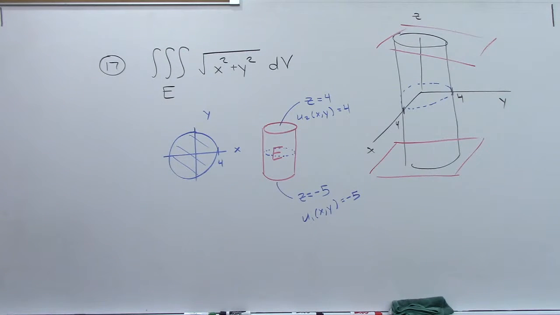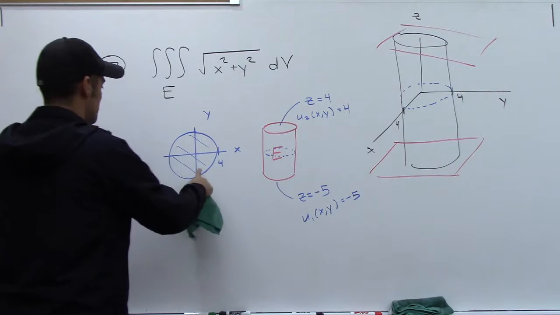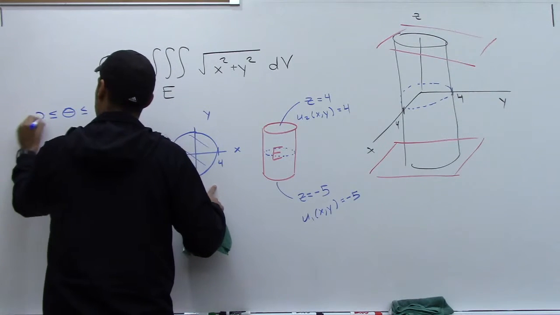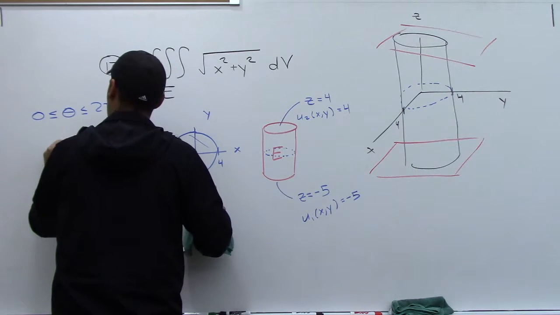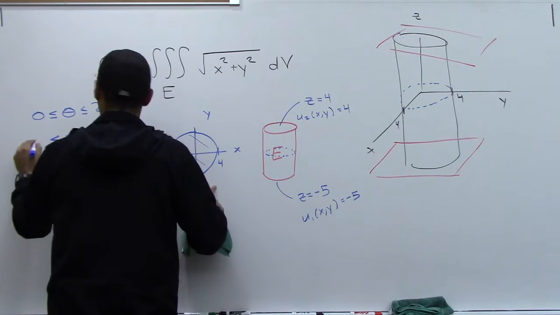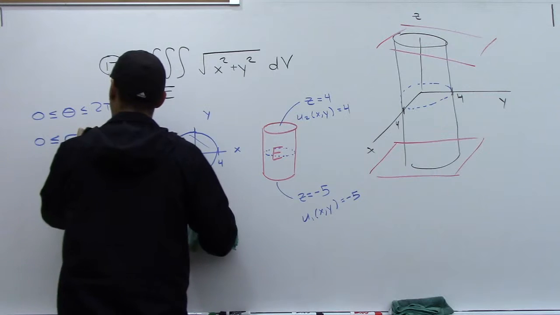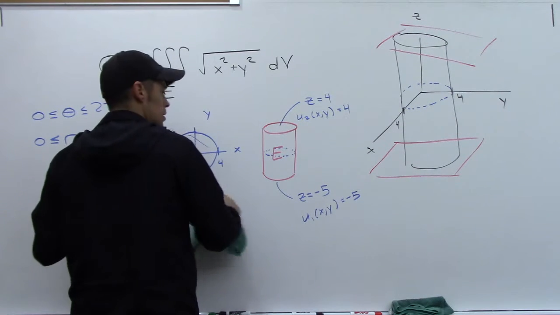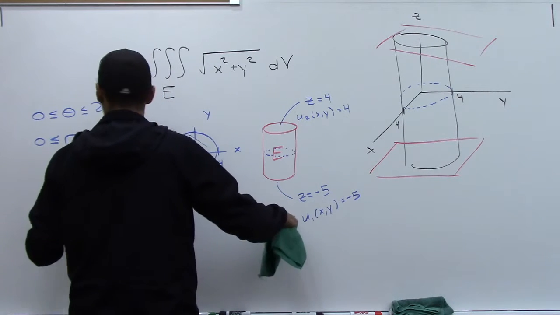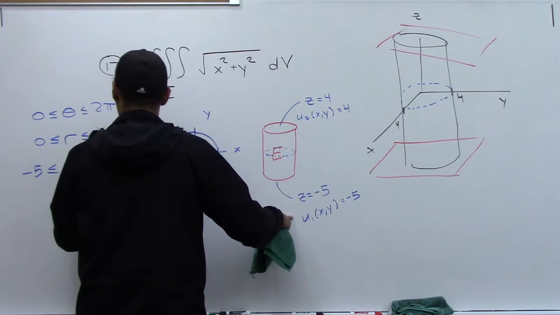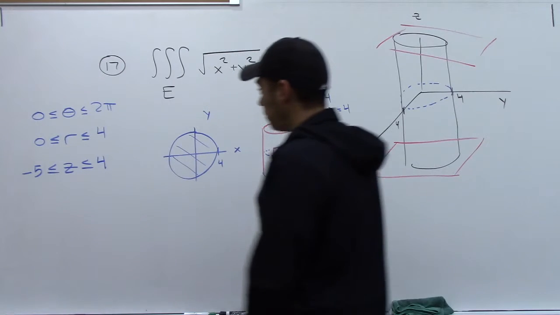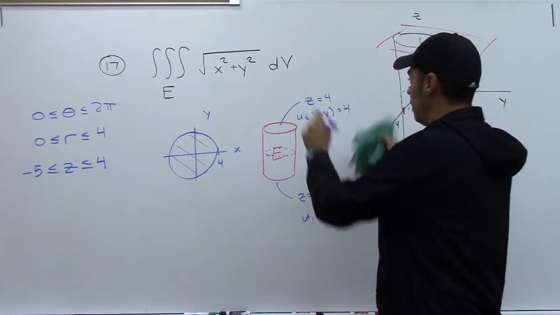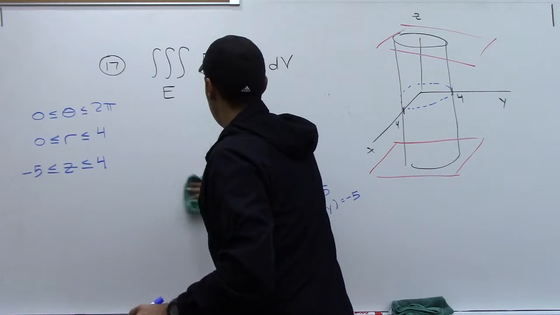All right, so let's describe this region. Theta is going to be between 0 and 2 pi. My radius is going to be between 0 and 4. And then my z values are stuck between, so I'm looking at the caps here, -5 and 4. And so I'm going to now convert this triple integral over to the cylindrical coordinates.